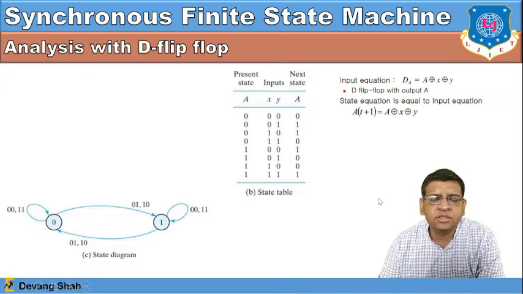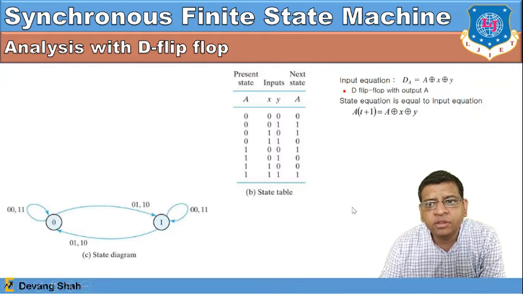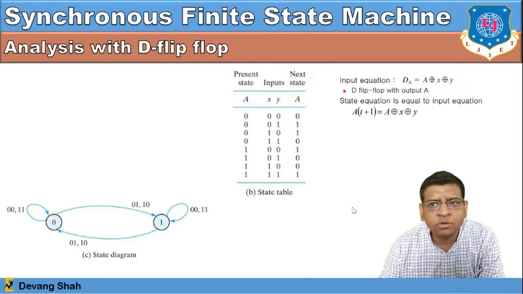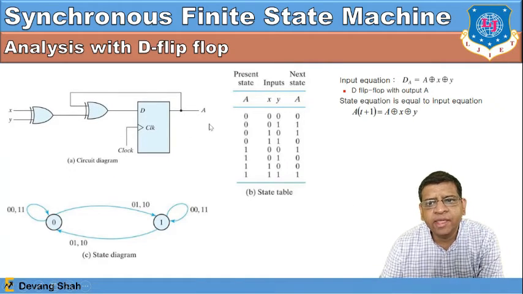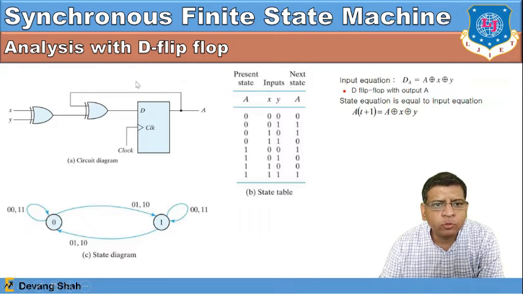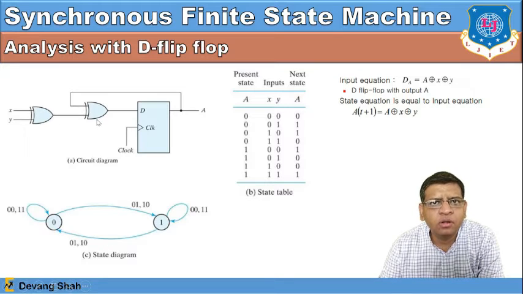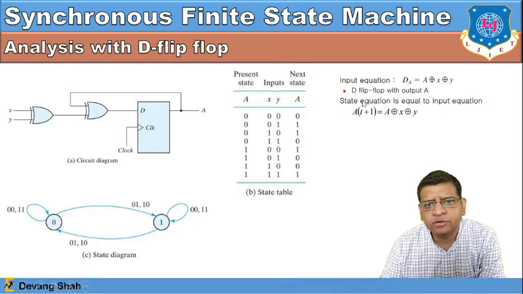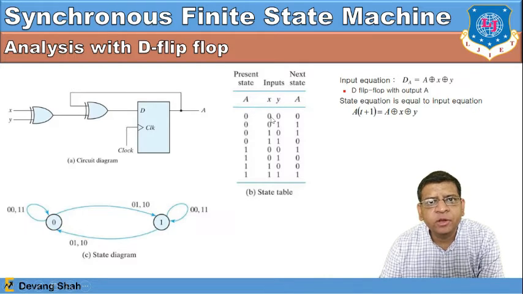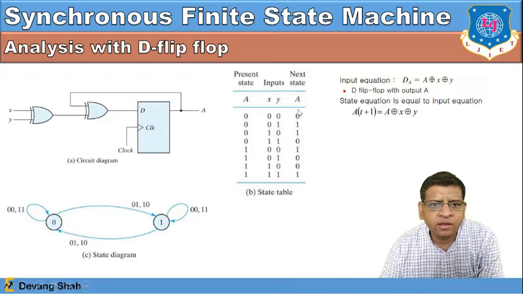You can see this is just the kind of D flip-flop where DA is available with A XOR X XOR Y. In that design, DA is available with the A. This is the A, so that portion is A, and X, A XOR X XOR Y, right? So the present state is A, the inputs are X and Y, and the next state is A. Again, in this state, if this is 0, when the input is 0 0, the output becomes 0, right? When the present state is 0, the output becomes 1 because the inputs are 0 and 1.